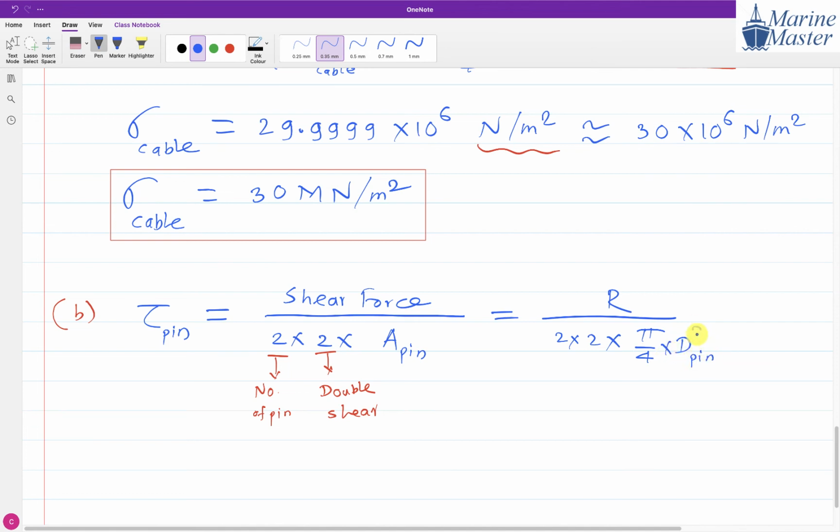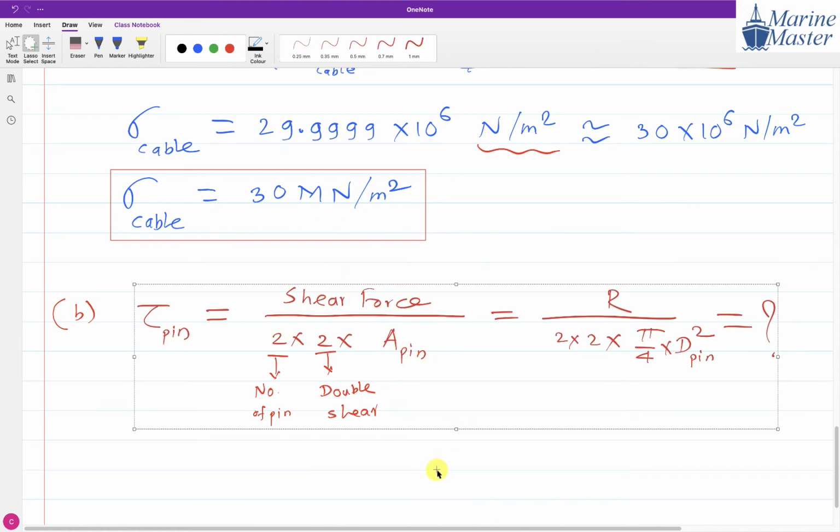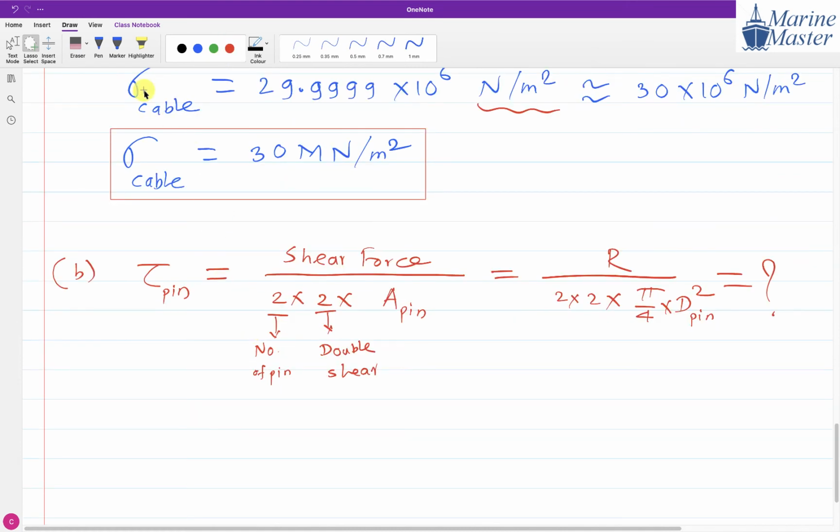dia of pin square. So suppose our target is what? To find the shear stress in the pin, tau pin, what do we need? We need the shear force. And the shear force is unknown to us.